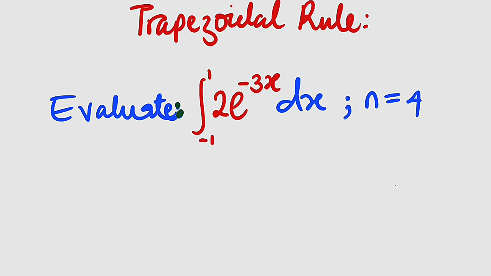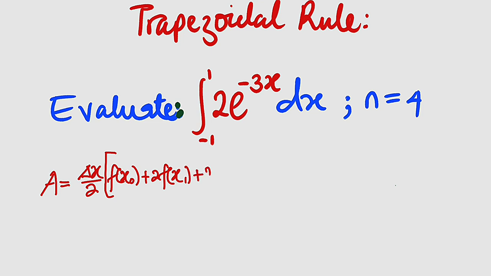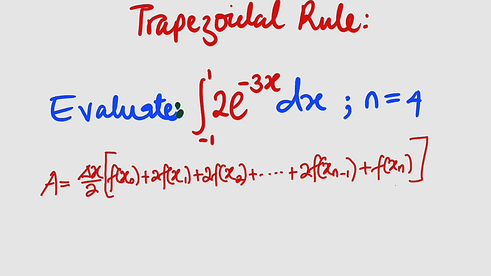I would like to start by writing the formula. Remember, area is equal to delta x divided by 2 multiplied by f of x naught, then plus 2 multiplied by f of x1 plus 2 multiplied by f of x2 plus, you keep on adding up to 2 multiplied by f of xn minus 1, that is the second to the last term, then plus f of xn. Remember that you only multiply the middle terms by 2, while the first and the last terms remain the same.